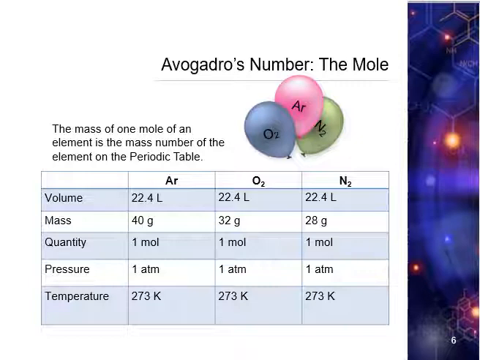The volume is the same, the number of moles is the same, the pressure is the same at the same temperature. But notice the mass is different, and the mass is different because of the different number of neutrons and protons in the nucleus of the different elements.